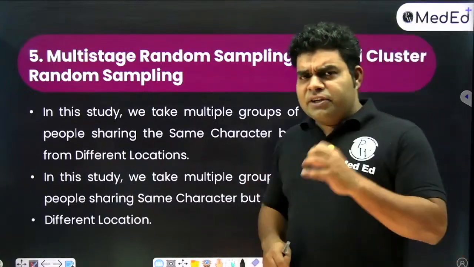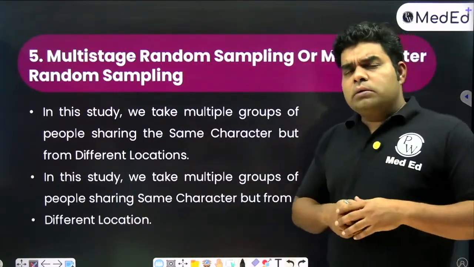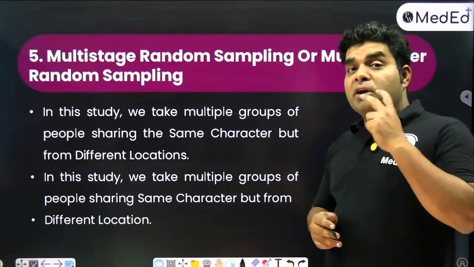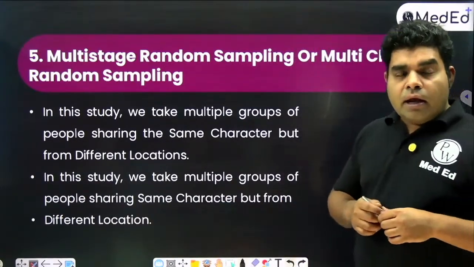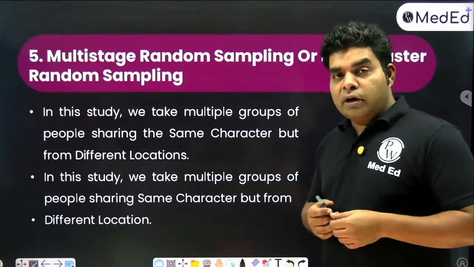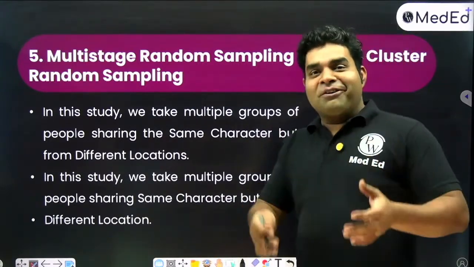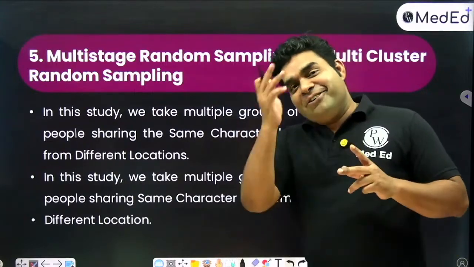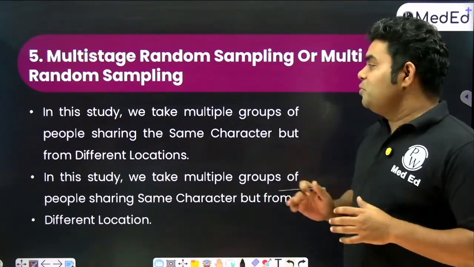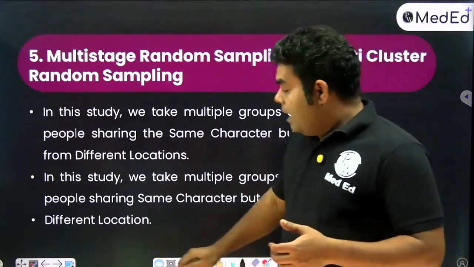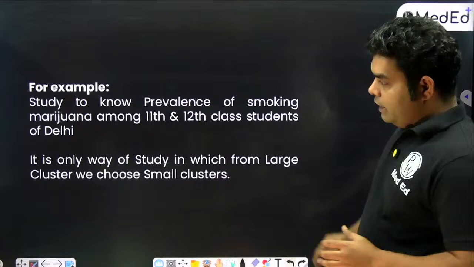What is multi-stage random sampling? Suppose you want to know the smoking prevalence of children in class 11th and 12th in Delhi. And which smoking do you want to know, cigarette or marijuana? I don't know why, but in every class I give the option. Students say, sir, let's know about marijuana smoking prevalence. So suppose you want to know how many students in 11th, 12th class in Delhi are smoking marijuana. Okay, you want to do a study on that.